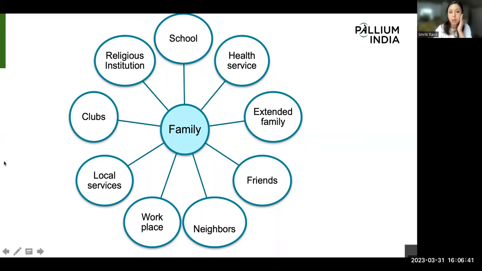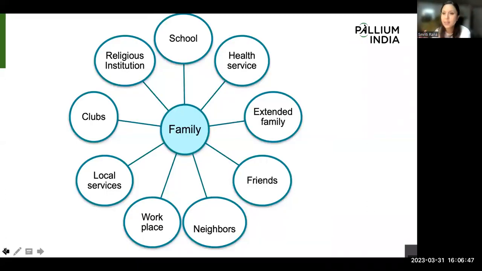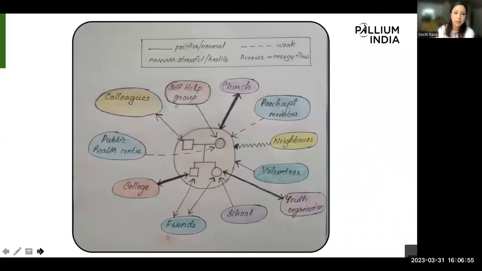Okay, so now how does this translate? And it's not that you have to go through all of these. It's really who the person is. I may not be part of a religious institution, so I don't need that bubble to be brought in. But there are two ways to do this. One is the family itself, okay?